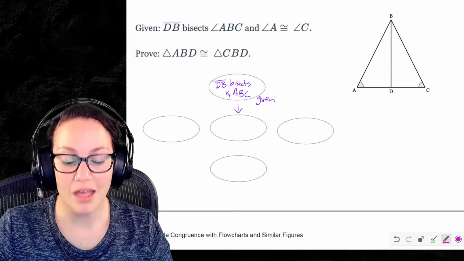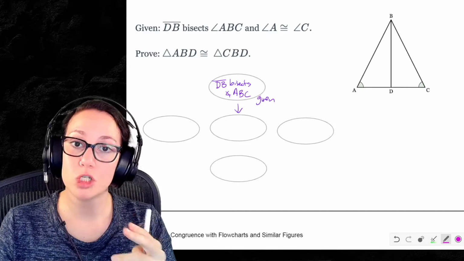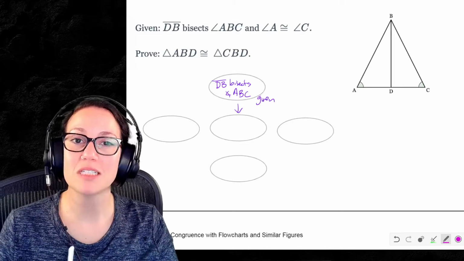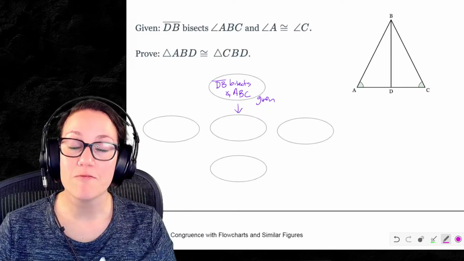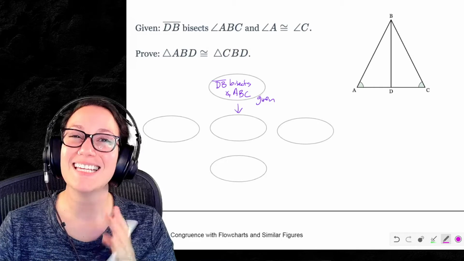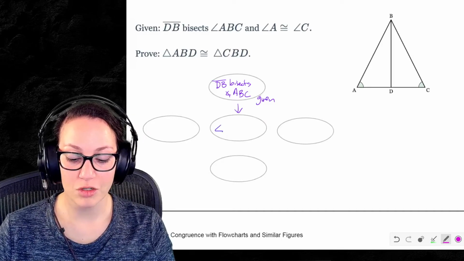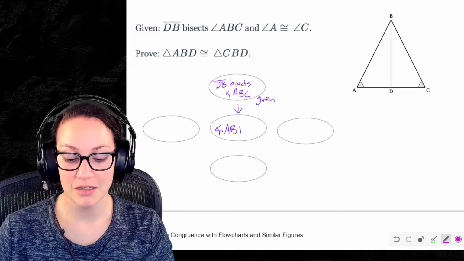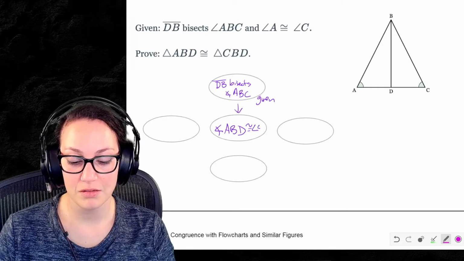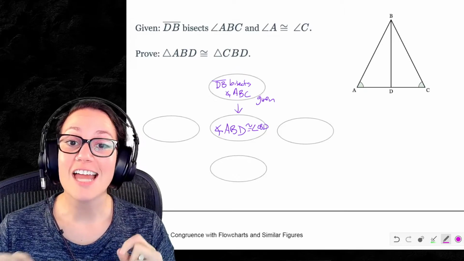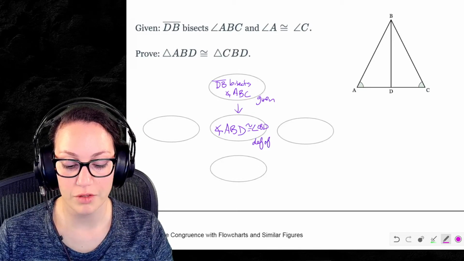And because of what bisect means, right? Bi, like bicycle, two, and sect, like dissection, means cut. So to bisect means to cut in two. And for our purposes, bisect means cut exactly in half. So then I can say that angle ABD is congruent to angle CBD. And that's because of the definition of a bisector. So the definition of bisector.